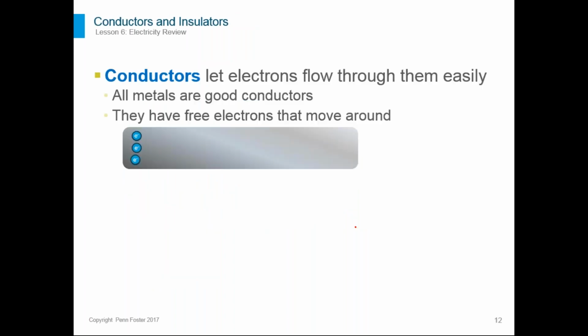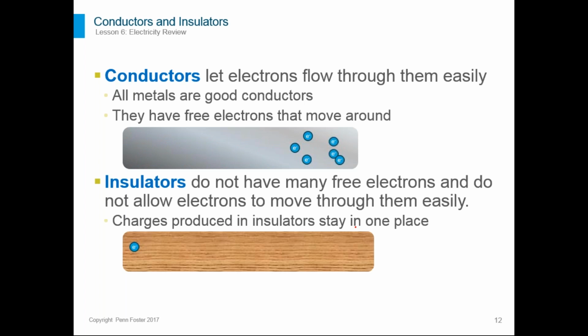Conductors are materials that electrons flow through easily. Metals are all good conductors, and they all have a lot of free electrons to flow around. Materials that do not let electrons flow through them easily are called insulators. Insulators have a high resistance to the movement of the electrons, and they do not have a lot of free electrons. Static electricity can build up on one part of an insulator without spreading the charge through the whole thing.